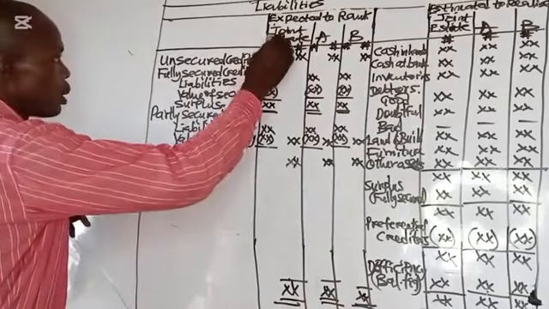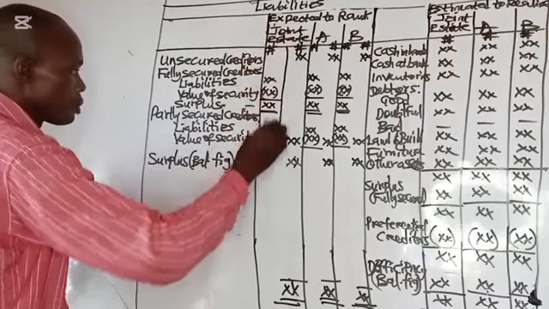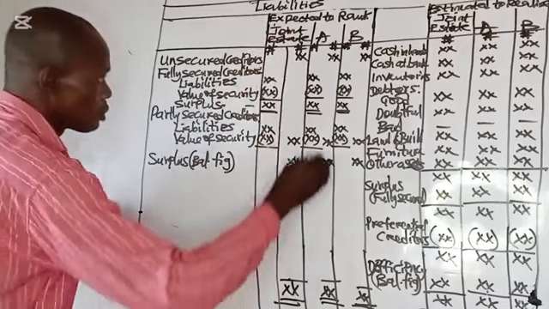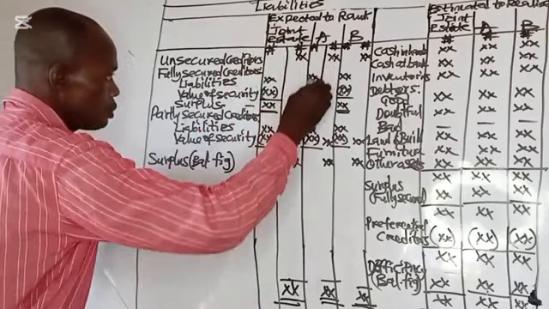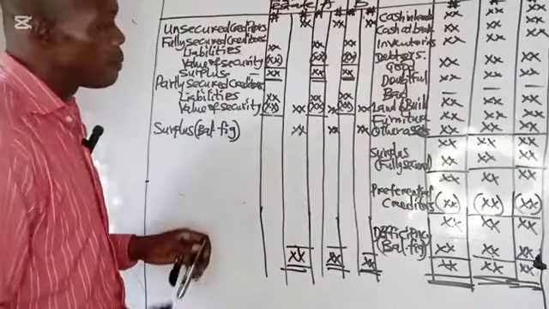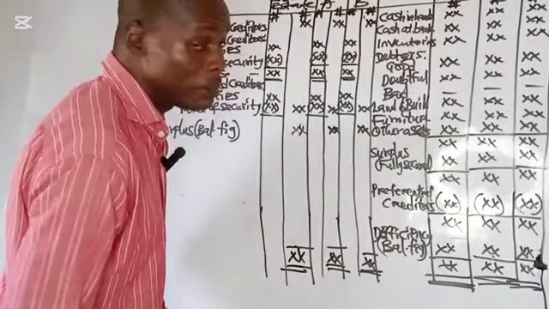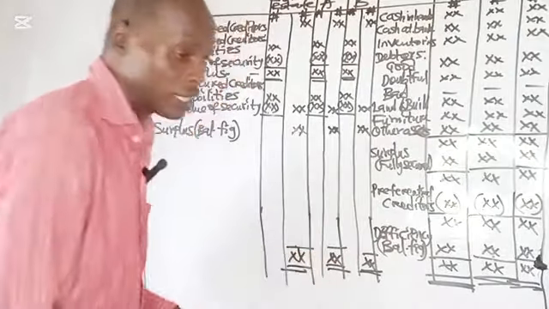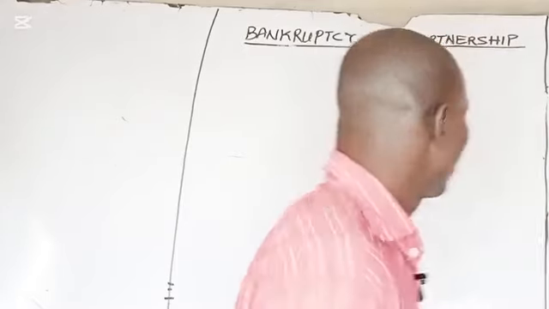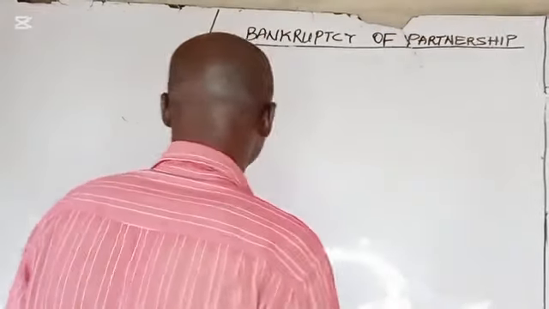So let me divide this column. This is the format for preparing the statement of affairs. Let's examine the deficiency accounts. Deficiency accounts is the account that shows how the deficiency has arisen.